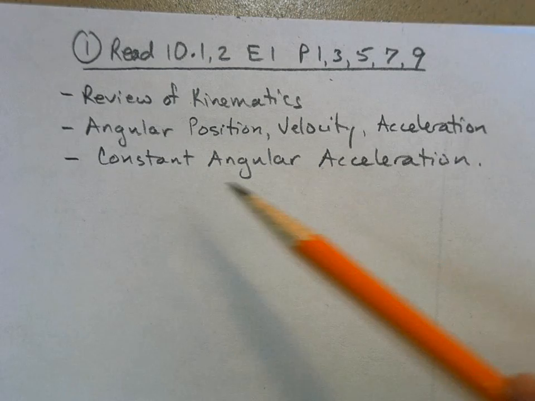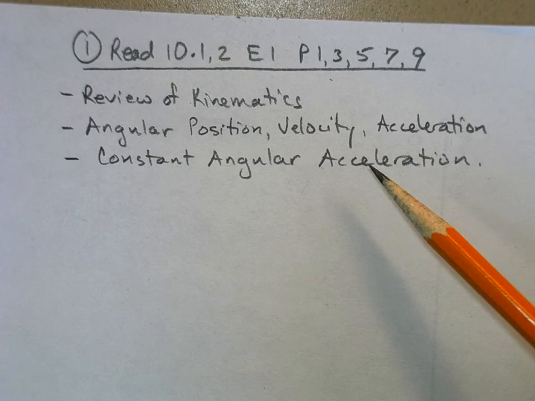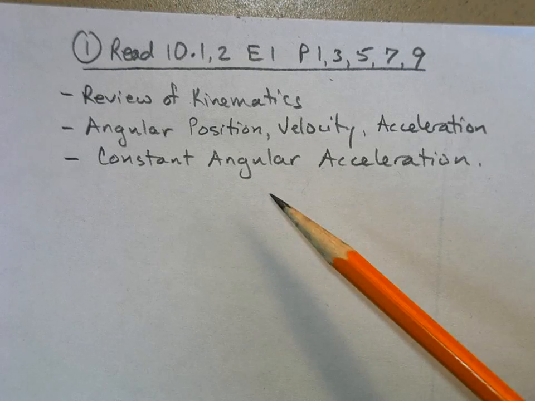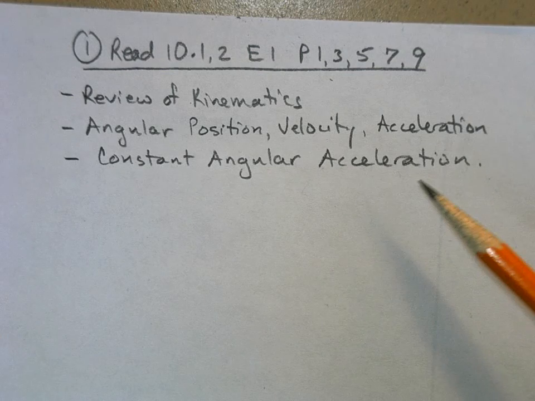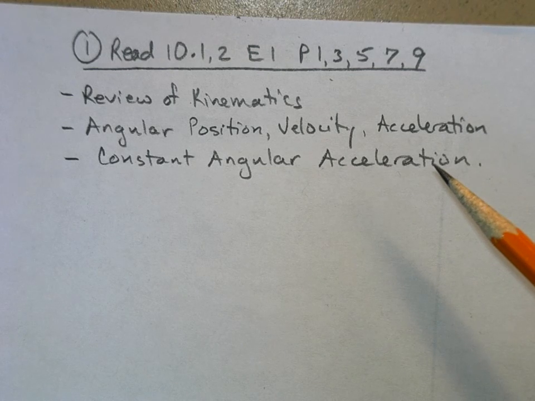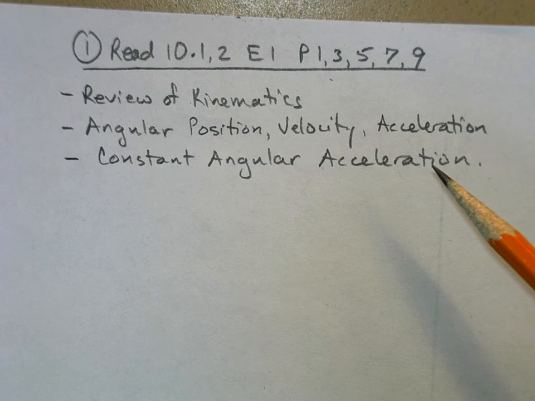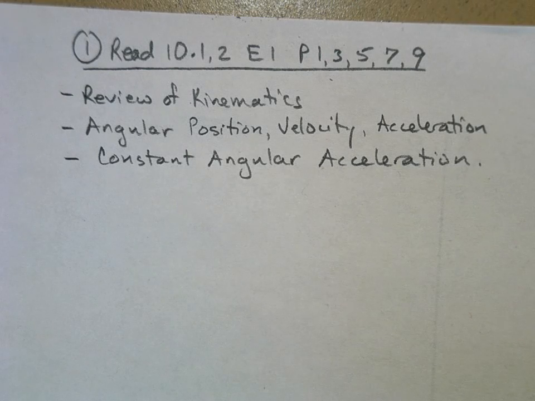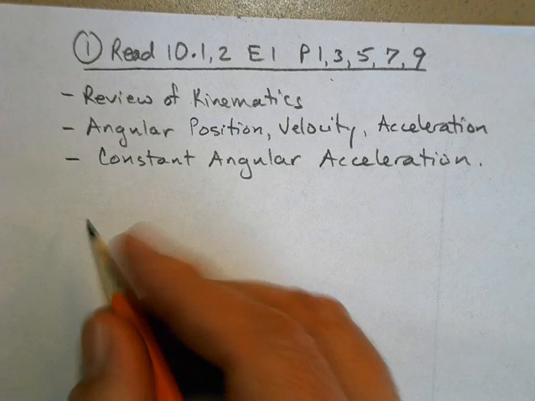And then we're going to talk about angular position, velocity, and acceleration. And then we'll talk about constant angular acceleration. And what we're going to find here is this. We're going to come up with a set of basically kinematic equations for objects that are rotating about a fixed axis. And we're going to find that those equations are just about exactly like the kinematic equations for linear motion. So let's talk about linear motion for a second.